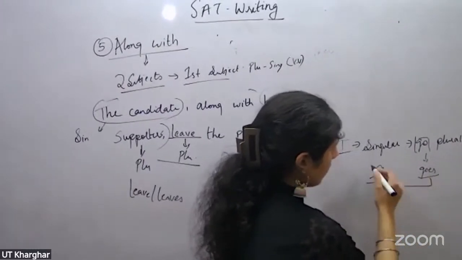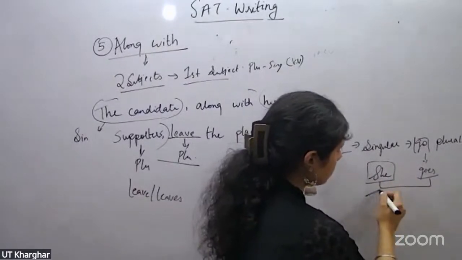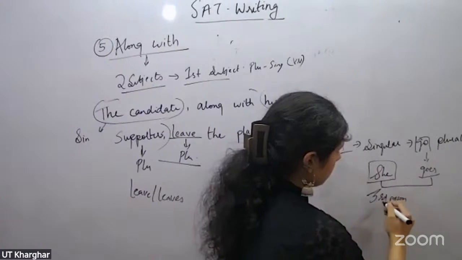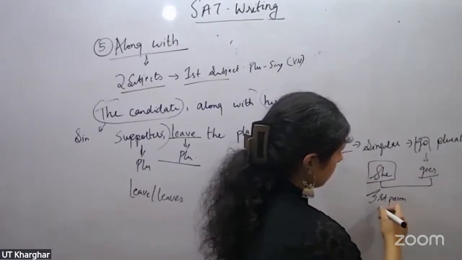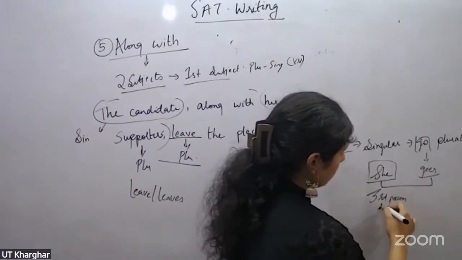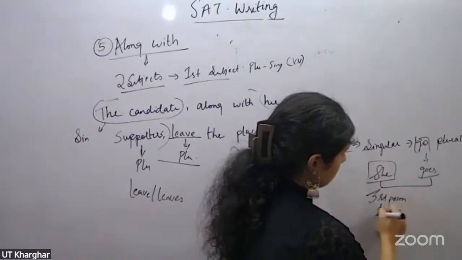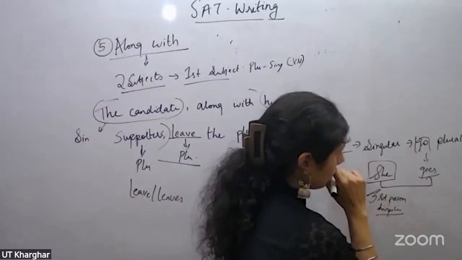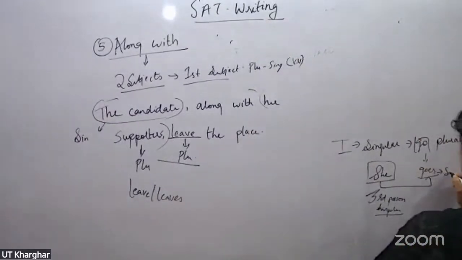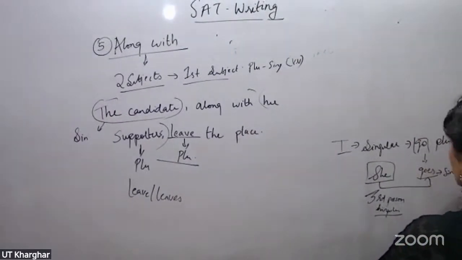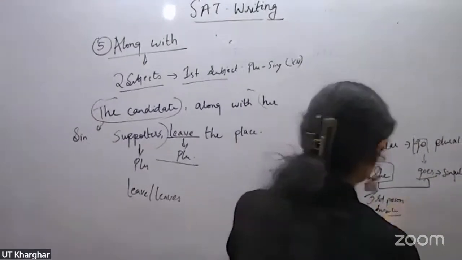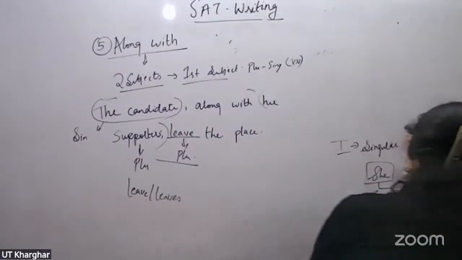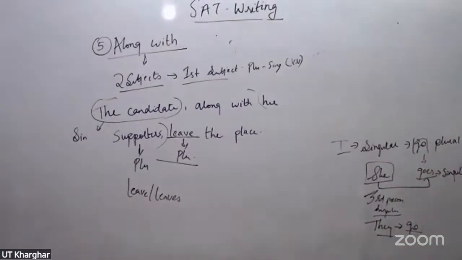Now here if you look at this, she is third person singular. Right? Third person singular. Hence, it will be goes, because it is a singular verb. But if I have they, it will become go. Okay?